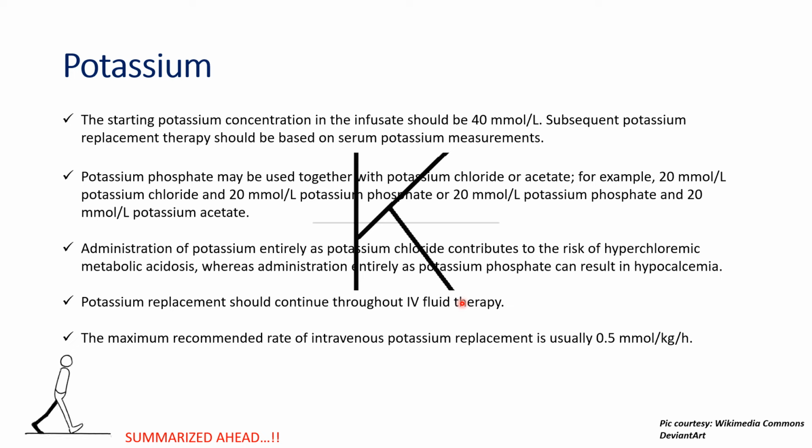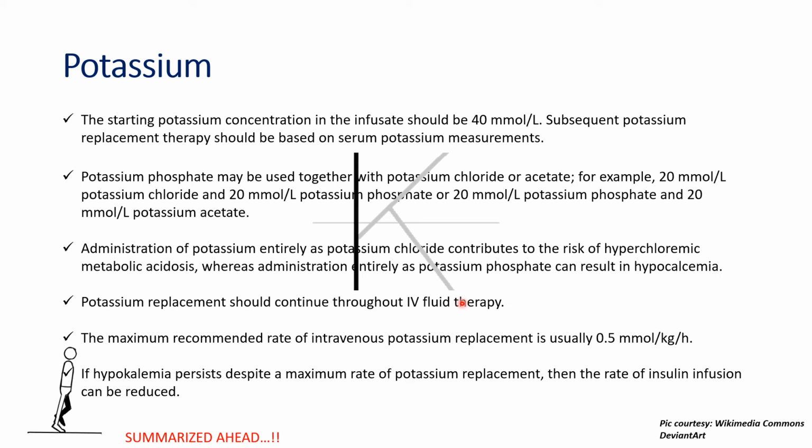The maximum recommended rate of IV potassium replacement is usually 0.5 millimoles per kg per hour. And if hypokalemia persists despite a maximum rate of potassium replacement, then the rate of insulin infusion can be reduced.